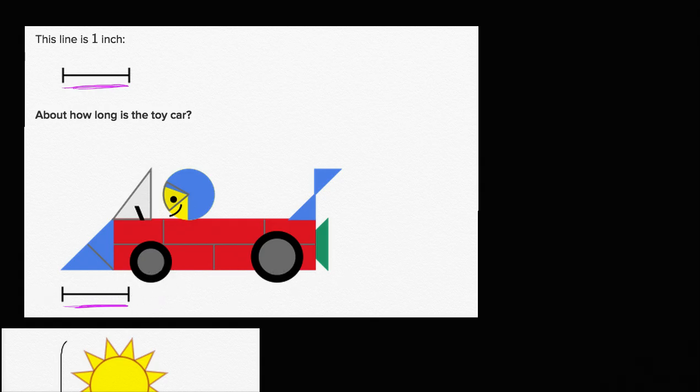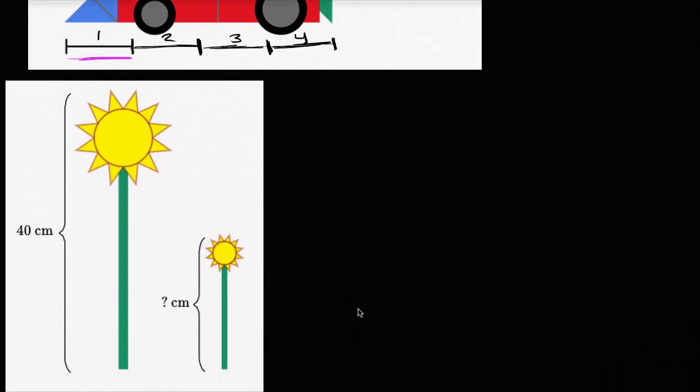the car. So if I were to draw another one, it's about that. And I'm estimating, it's not exact. That would be 2 inches. That's 1 inch. That's 2 inches. Then that would be 3 inches. And then that would be 4 inches. So it looks like the car is about 4 inches. Let's do another one of these estimating length problems.